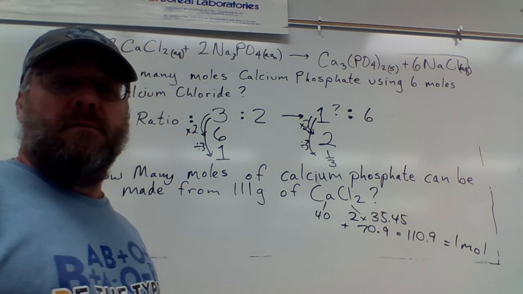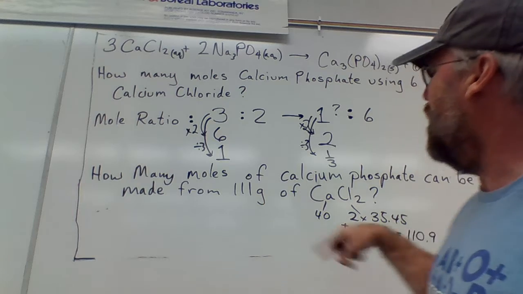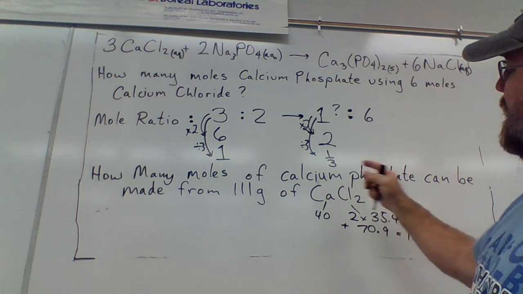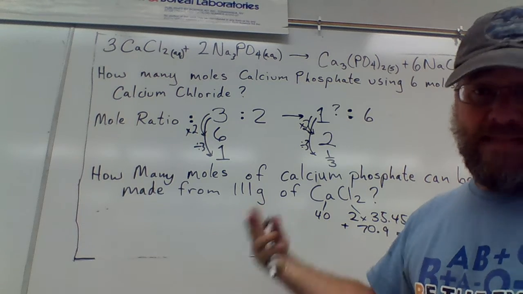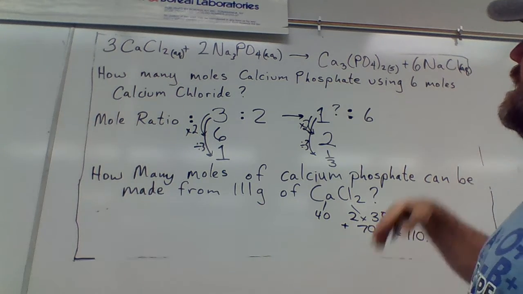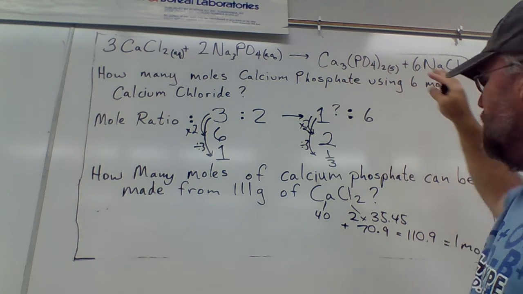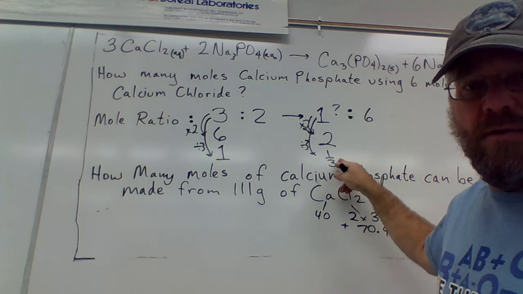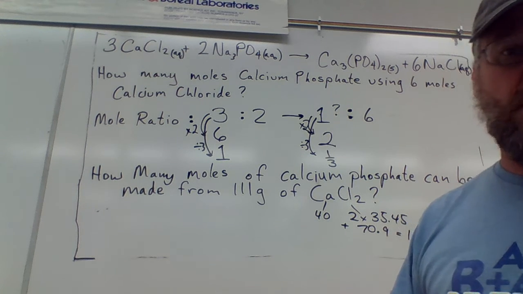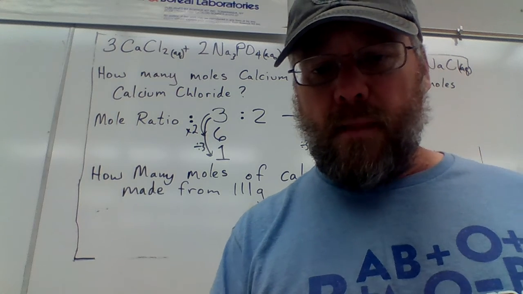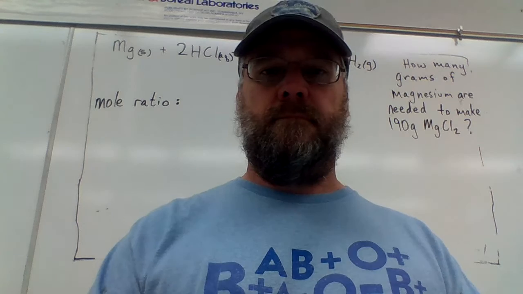Very frequently, what you will get is a question that is not how many moles, but how many grams of calcium phosphate can be made from 111 grams. At that point, what you would have to do is figure out the molar mass of calcium phosphate, multiply it by this 1/3 mole, and that would give you the number of grams. So we'll go to the check-in and we'll finish this up.